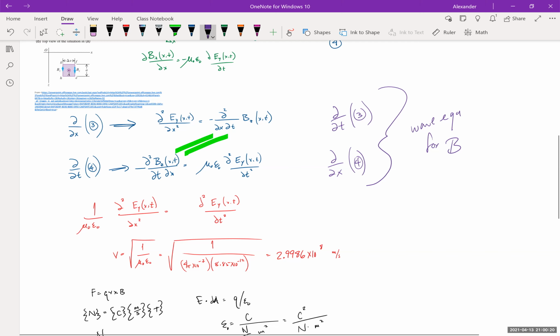There was no string here. There were no currents, there were no charges. This is empty space in which an electric field changing and a magnetic field changing move in the x direction with this speed. Holy shit.